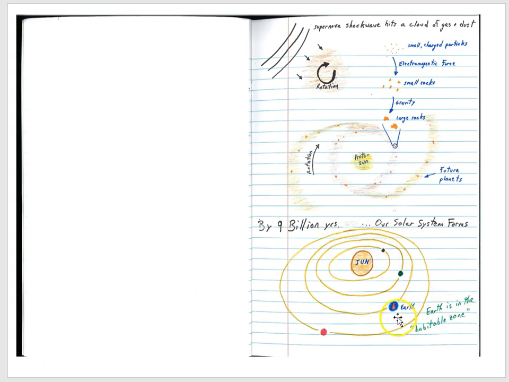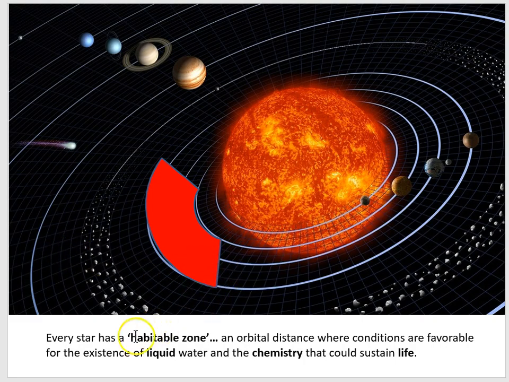Now, we've noted here that the Earth is in the habitable zone. Now, what does that mean? Well, the habitable zone is an orbital distance where conditions are favorable for the existence of liquid water, and then possibly the chemistry that might sustain life. So here we see the Earth, and it's at an orbital distance, not too close to the sun, not too far away, where water can exist as a liquid.